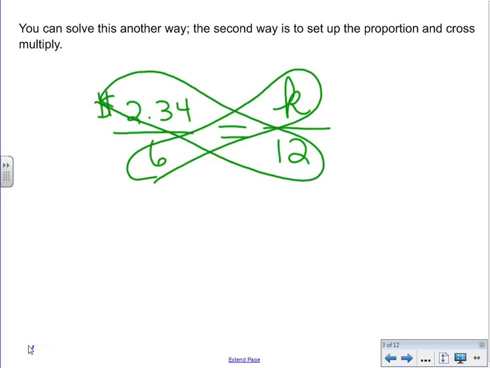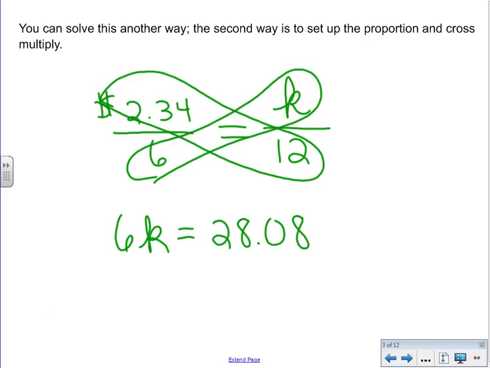Now all we have to do is set up our cross multiplying and then solve. Okay, if we multiply 6 times K, we're going to get 6K. And if we multiply 12 times $2.34, we're going to get 2808. Here's our equation, but we haven't finished it yet.